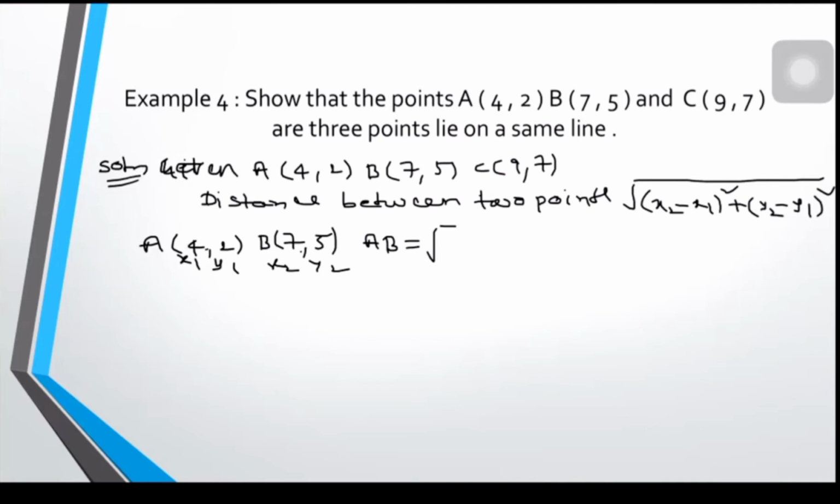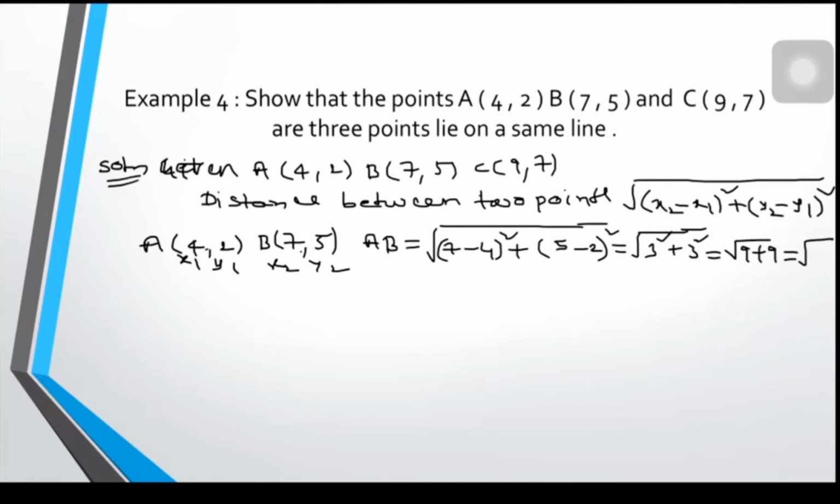Root of (x2 minus x1) whole square is (7 minus 4) whole square plus (y2 minus y1) is (5 minus 2) whole square, equal to root of (7 minus 4) whole square is 3 square plus (5 minus 2) whole square is 3 square, equal to root of 9 plus 9, equal to root 18.